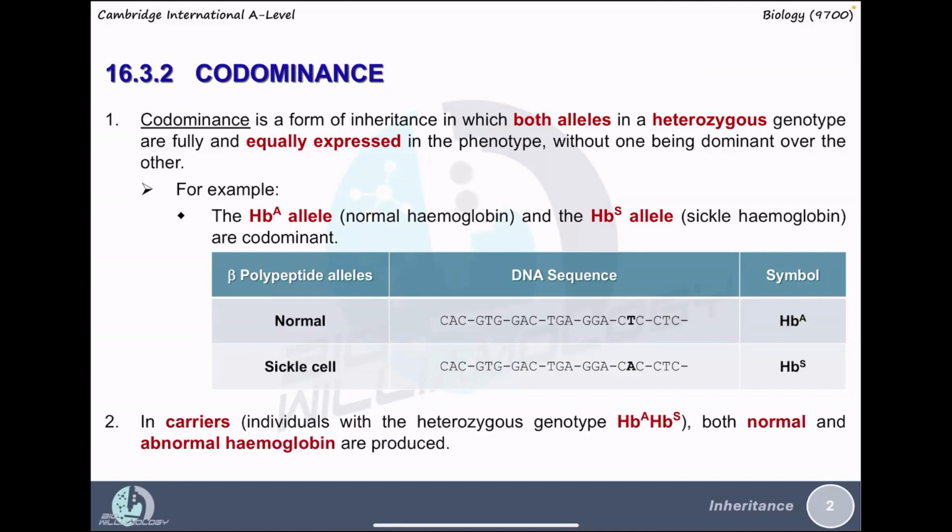In a carrier, an individual with a heterozygous genotype, HBA HBS, be careful, the heterozygous here we call carrier, okay? Both normal and abnormal hemoglobins are produced. Therefore, this is a special phenotype. Why? Because we can detect the normal as well as the presence of abnormal hemoglobin being produced.